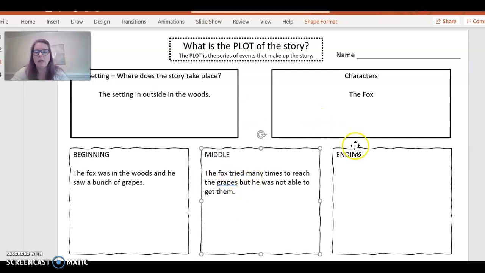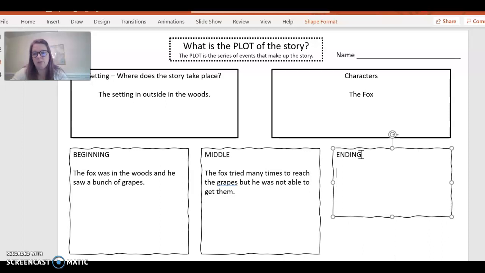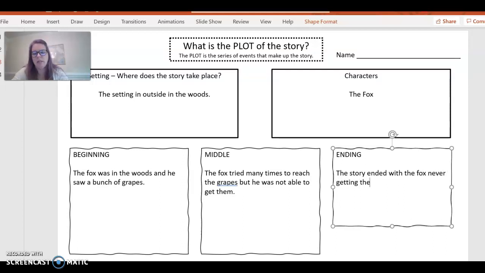Okay, and then how did this story end? So this story ended with the fox never getting the grapes. So the story ended with the fox never getting the grapes, and he just left.